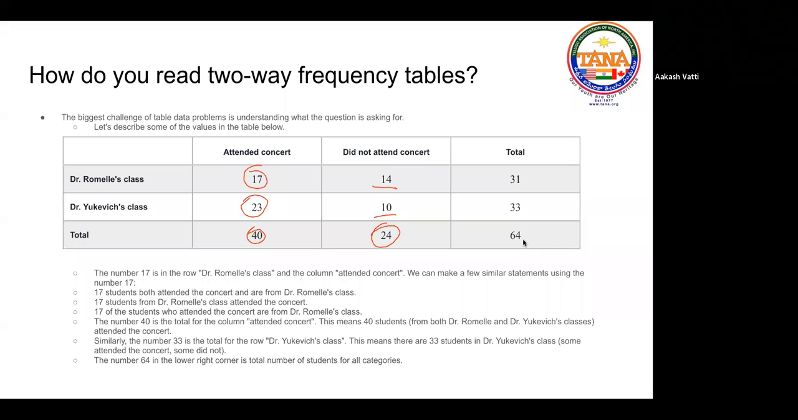And then these numbers all the way at the end tell us how many people are in Dr. Rommel's class. Same with Dr. Yukovic's class. And then the total number of people in both Dr. Rommel and Dr. Yukovic's classes, as well as the total number of people who attended the concert and didn't attend the concert. So yeah.